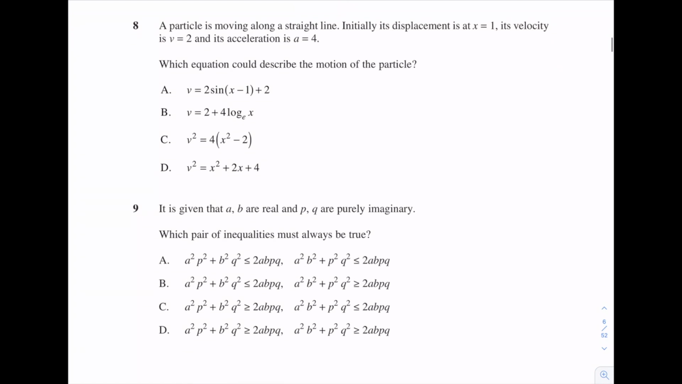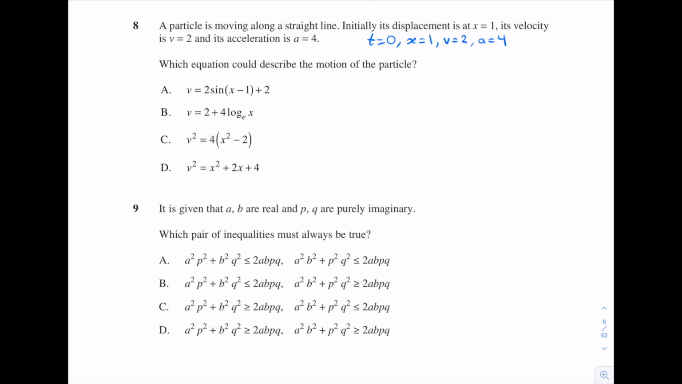Okay, let's see. A particle is moving along a straight line. Initially, so when t is equal to 0, its displacement is at x equals 1. Its velocity is 2, and its acceleration is 4. Which equation could describe the motion of the particle? Okay, well, let's substitute in these values and see if any of these check out.